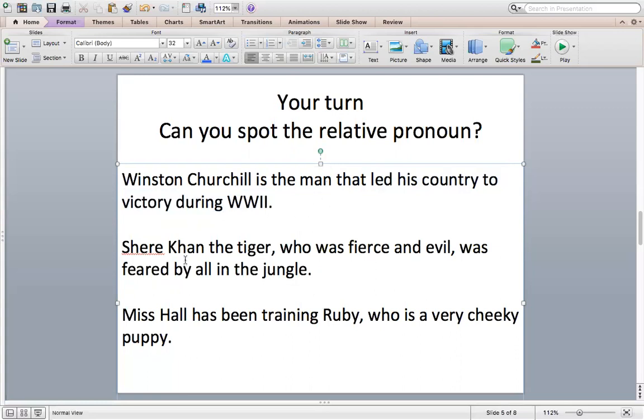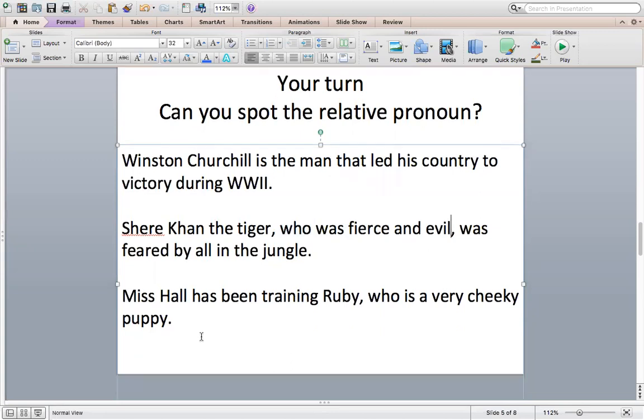Sentence 2. Shere Khan the tiger, who was fierce and evil, was feared by all in the jungle. So let's have a look. Who is the relative pronoun? Who was fierce and evil is our relative clause. And as we can see, this is an embedded relative clause. So we do need to separate it using the commas.